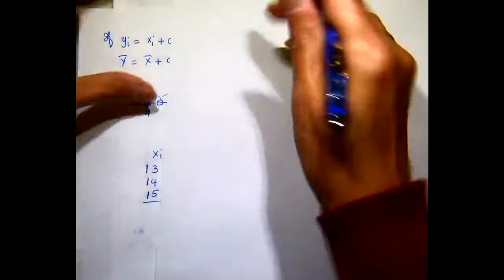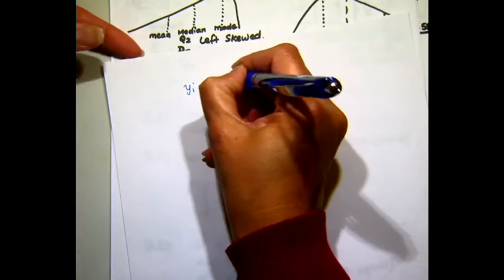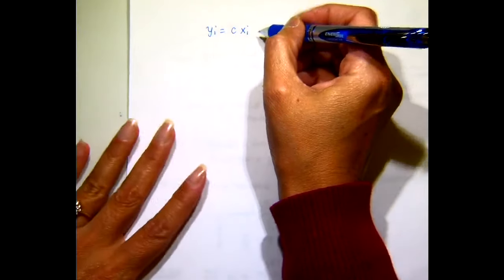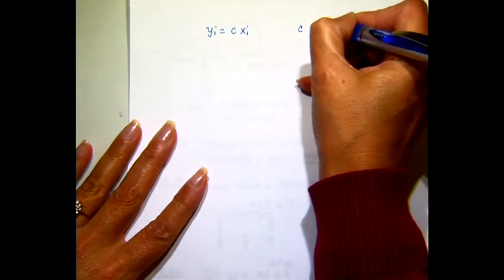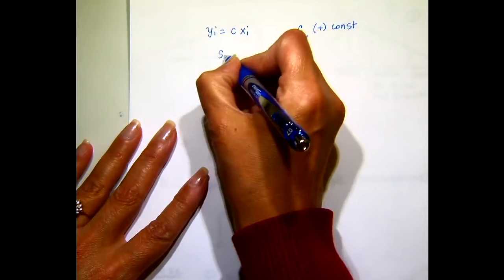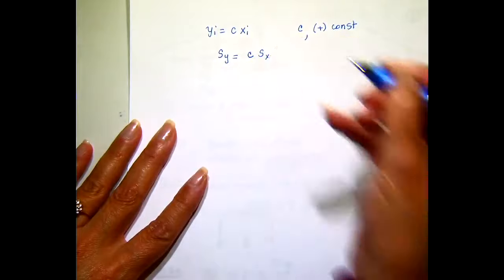Let's go to the next rule on page 24, which says if yi is equal to c xi. Actually, I need you to make a change on page 24. The way it stands now, it says this. If yi is equal to c times xi, and if c is a positive constant, then Sy is equal to c Sx. Does it say that?